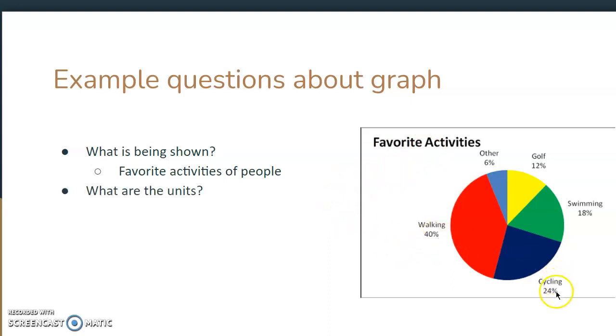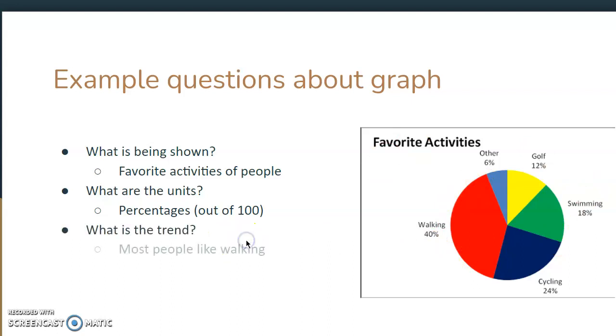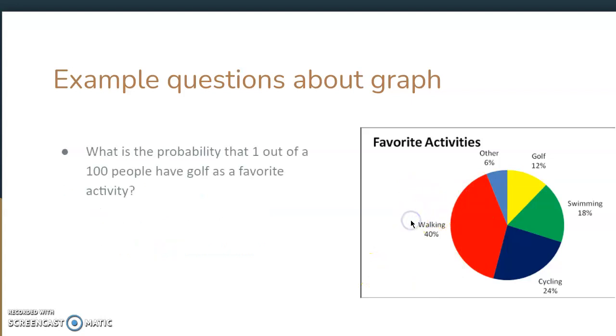What are our units though? Well, every one of these has a percent. So our unit is percentage and it's out of 100. What is our trend? We can look at a couple different trends. We can see here the biggest part of this pie chart is that most people like walking. That's our biggest trend here. So let's ask some questions.